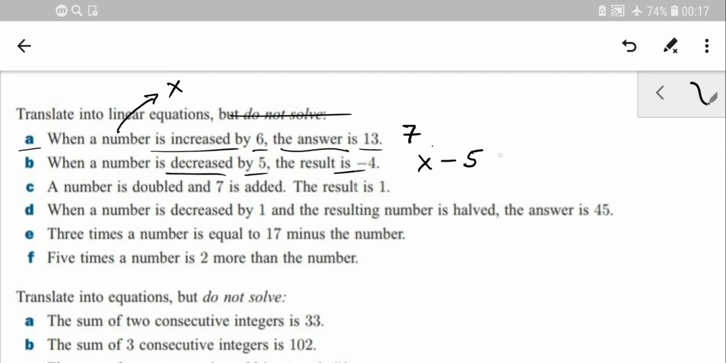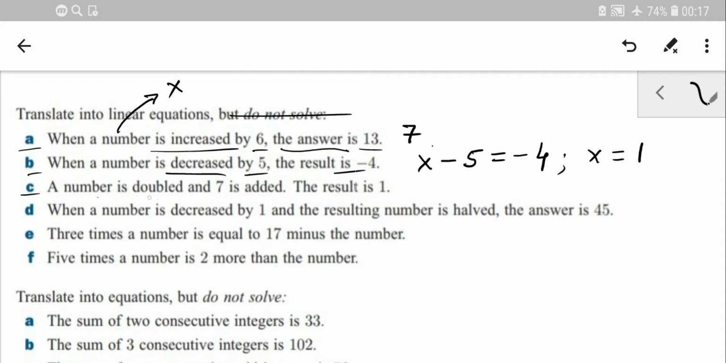The key words here are "decreased by". So we subtract 5 and the result is -4. Here is one more equation. So from here we can figure out that x is 5 transferred to the right side, minus 4 is 1. Next one, C.